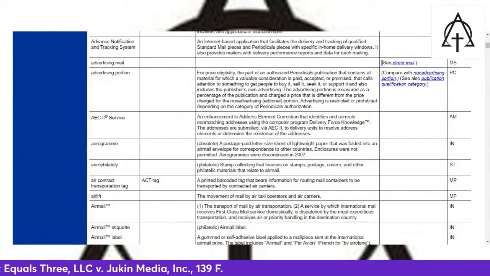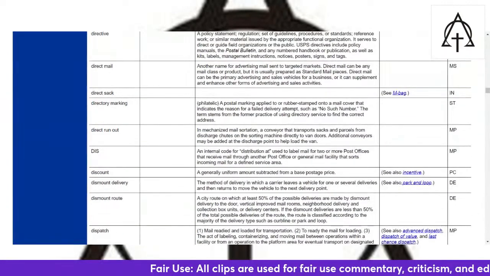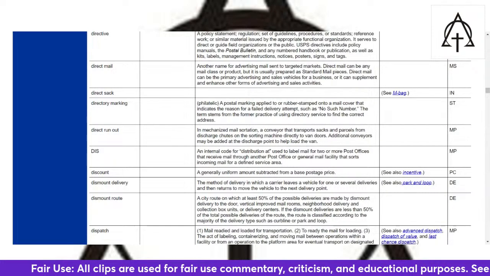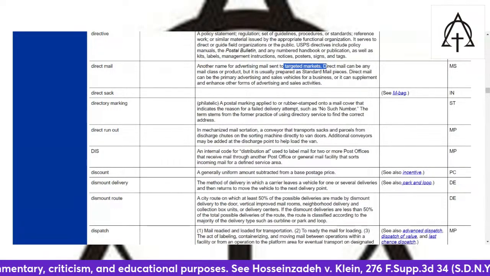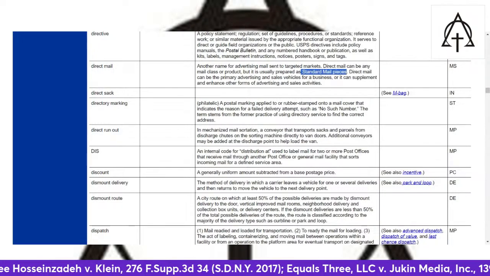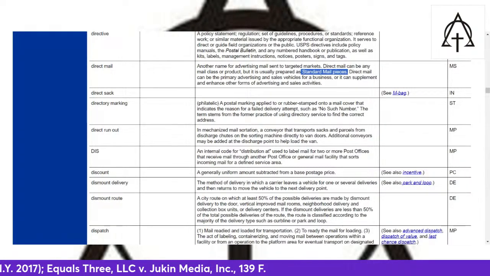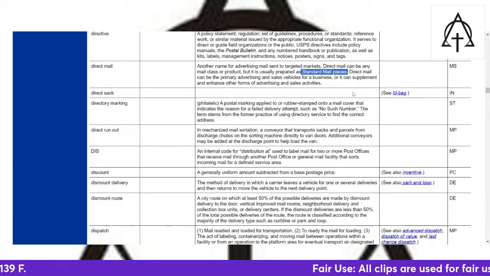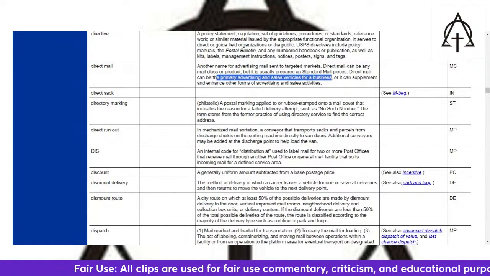Advertising mail. See direct mail. Direct mail, another name for advertising mail sent to targeted markets. Direct mail can be any mail class or product, but it is usually prepared as standard mail pieces. It's your regular envelope with a name and address on it. Put a stamp on it, send it. Return to sender. Direct mail can be the primary advertising and sales vehicles for a business.